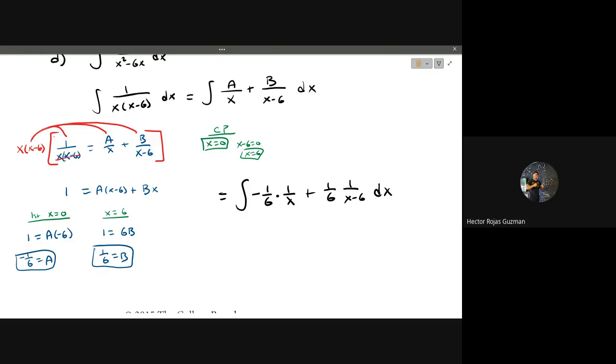And then you get 2 more points by finishing the problem, getting the antiderivatives. You get negative 1/6 ln of x plus 1/6 ln of x minus 6 plus C. There's another 2 points.